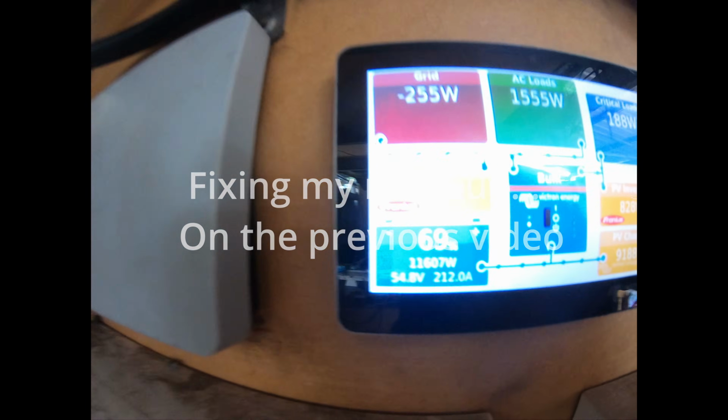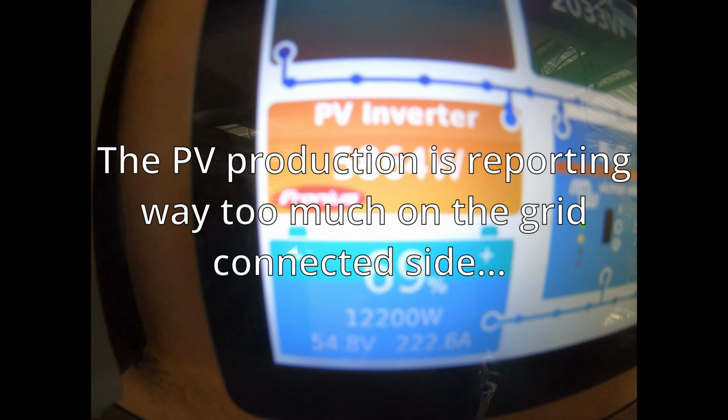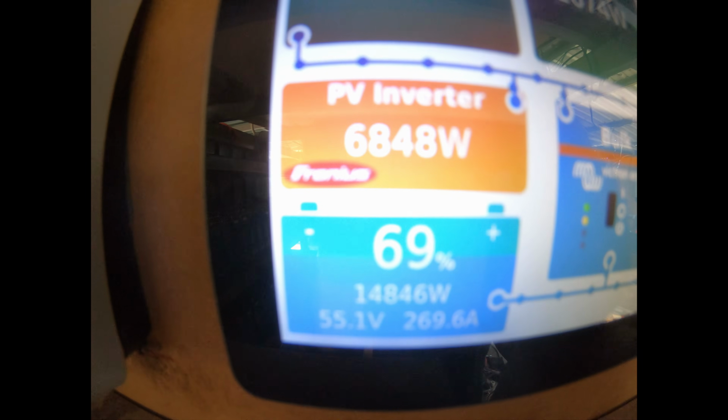Wow! What the hell's going on there? That never happens. What the fuck? Nah, there's something wrong with that.